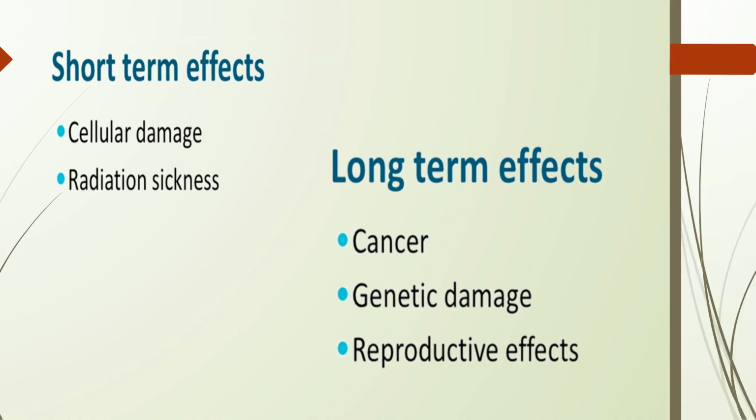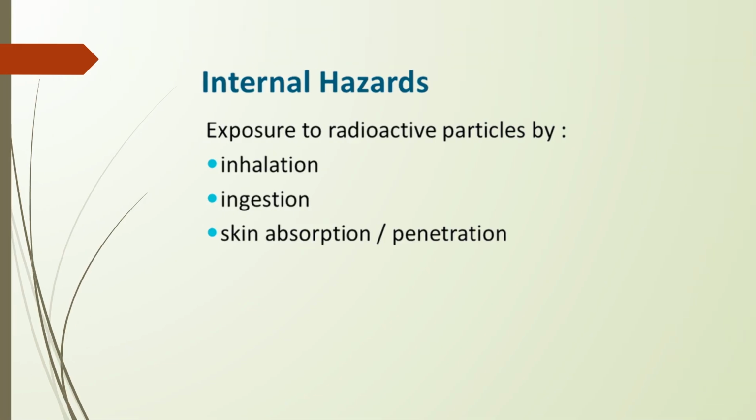Internal hazards occur when radioactive materials enter the body, allowing emitters like alpha and beta particles to directly damage living cells. Entry primarily happens through 3 pathways: inhaling airborne dust or gases, ingesting contaminated food or water, or direct skin absorption and wound penetration. Strict containment protocols are essential to prevent entry.